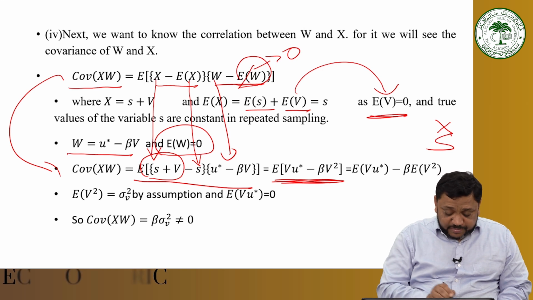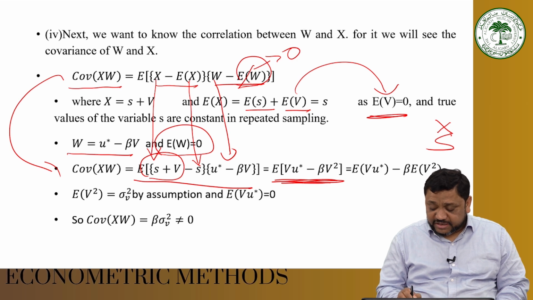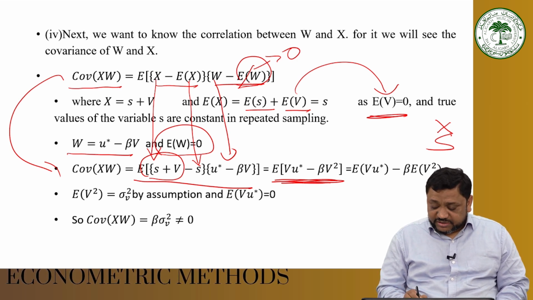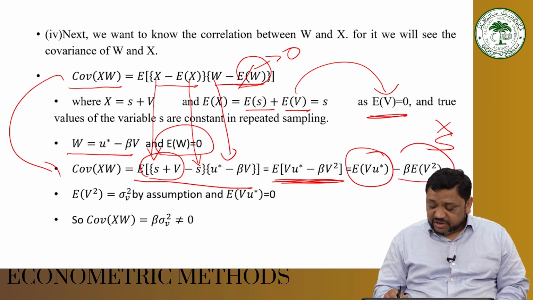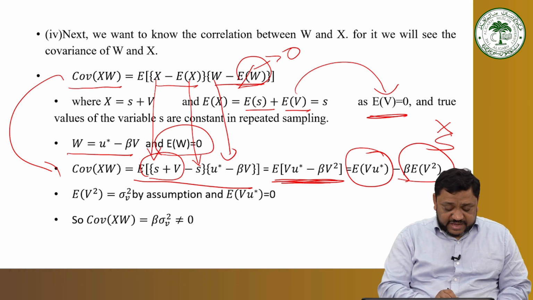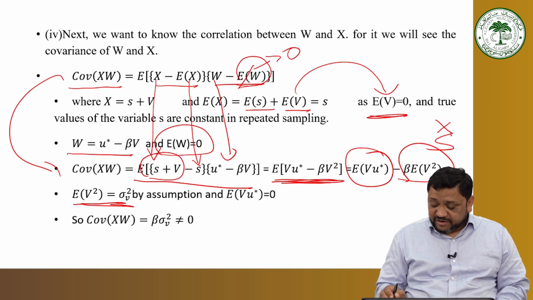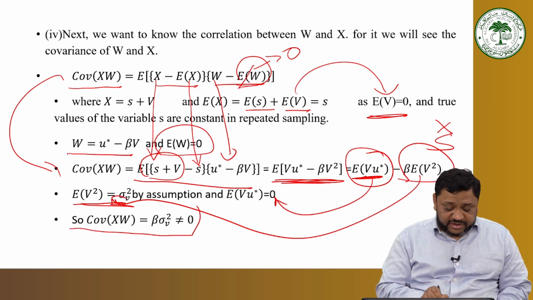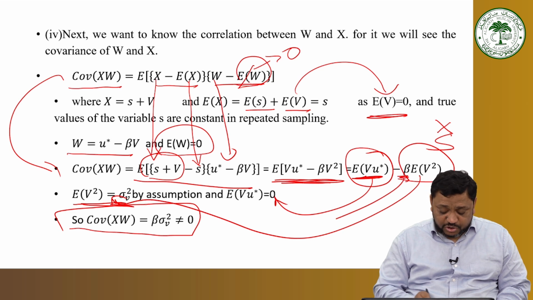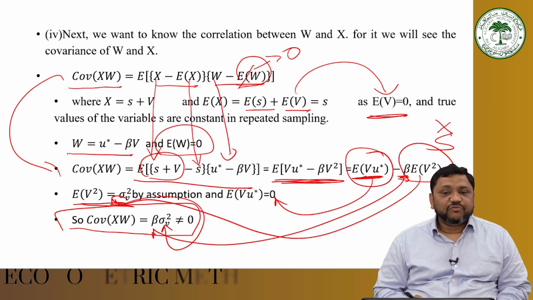Because see, what we do, we write it in the format expected value of v times u asterisk minus beta v square. So this we open up, we write it in terms of expected value of vu minus beta times expected value of v square. Now we see expected value of v square is nothing but sigma square v, and expected value of vu is equal to 0. So what we can write, that the covariance is equal to, because there is a beta term also, minus beta multiplied by sigma square v, that means it is not equal to 0.